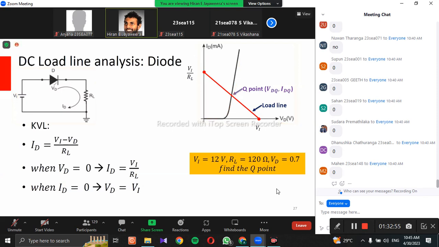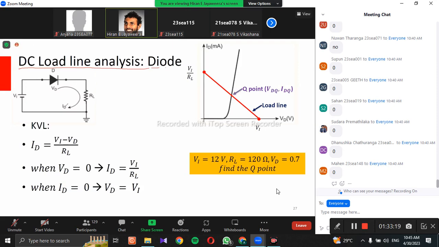So when you have nonlinear devices, if you want to analyze how the system works, one of the easiest ways to get it done is using load line analysis, right? This is an extremely simple circuit, and from this you can find the exact voltage where it operates, right?